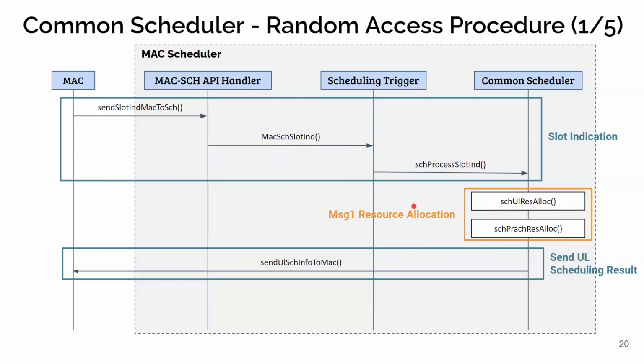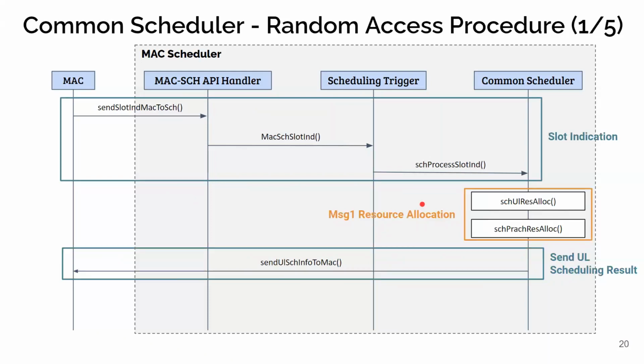And for the random access procedure, it's a little complicated. The first part is a start indication to tell the scheduler you should start to do the scheduling. And then the common scheduler will start the resource allocation regarding message one. And then it also sends the uplink scheduling results to the UE through the MAC.